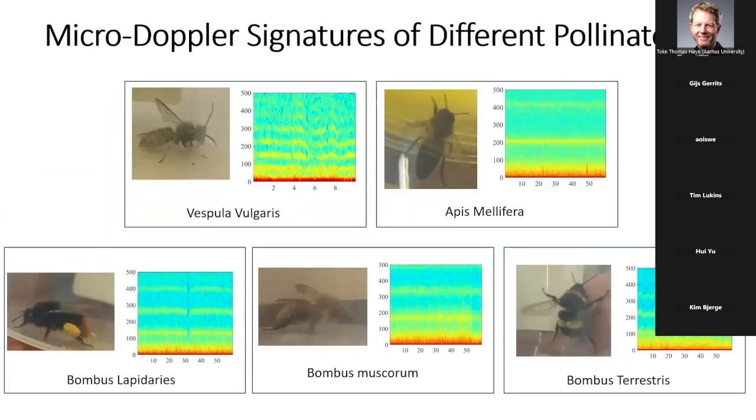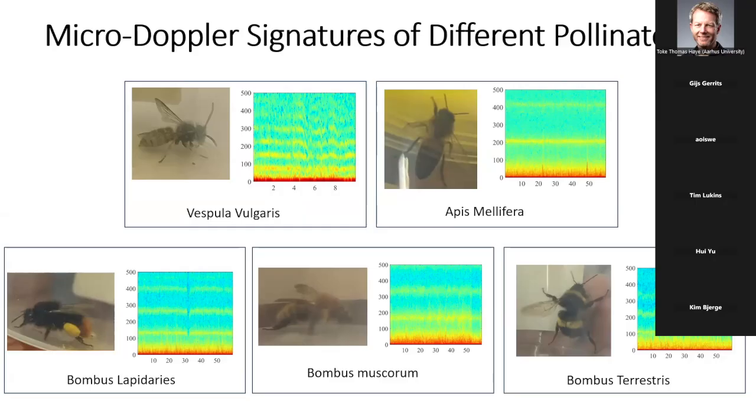And we conducted these experiments on different types of insects. This includes wasp, honeybee, and different types of bumblebees. We could see in the spectrogram that the micro-Doppler effects induced by wing flapping are different for different categories.